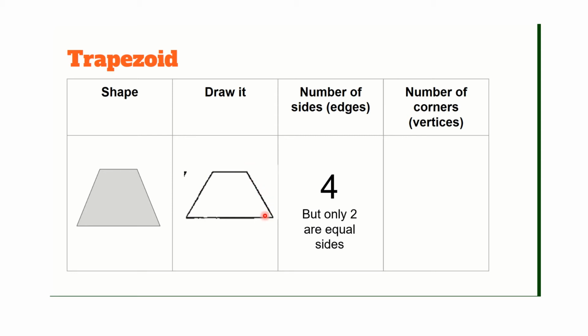Let's see how many corners we have. We have 1, 2, 3, and 4. So we have 4 corners. So this shape, remember, is a trapezoid. It's a very interesting shape. Remember, only sides that are equal are the ones on the side, right over here. Those are the only 2 sides that are equal. But in total, we have 4 sides and we have 4 corners.